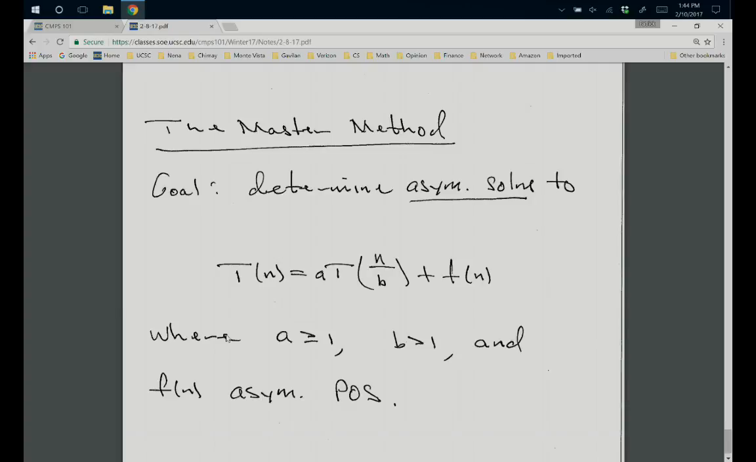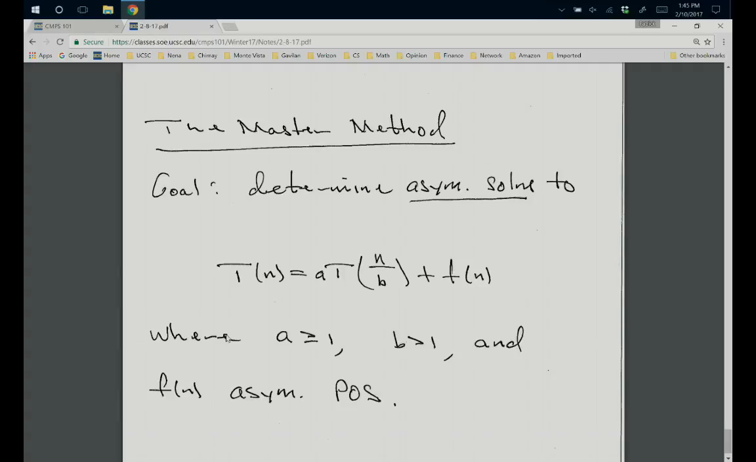All right, so case 2 is when f of n and n to the log base b of a, those two functions tie in their growth rate. So it's that common function times log n. The log n really comes from the proof. That's the asymptotic growth rate of T of n.